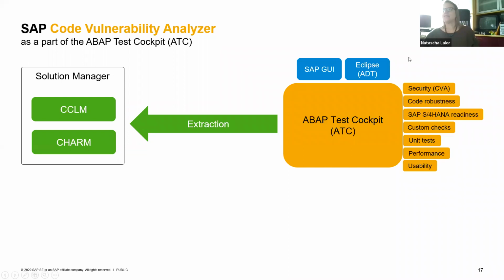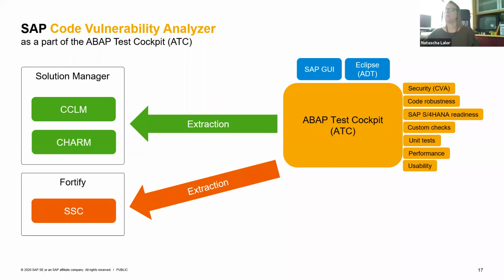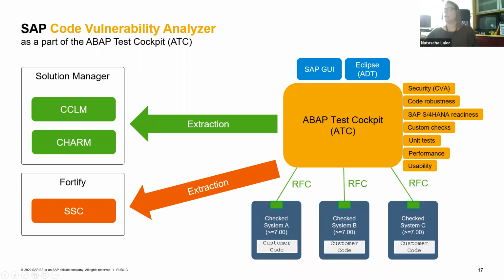But good, that is the one project I'd like you to think about when thinking about custom code: old code could entail vulnerabilities that could be misused. And of course, with Fortify, you can extract the data from ATC as well. Good.